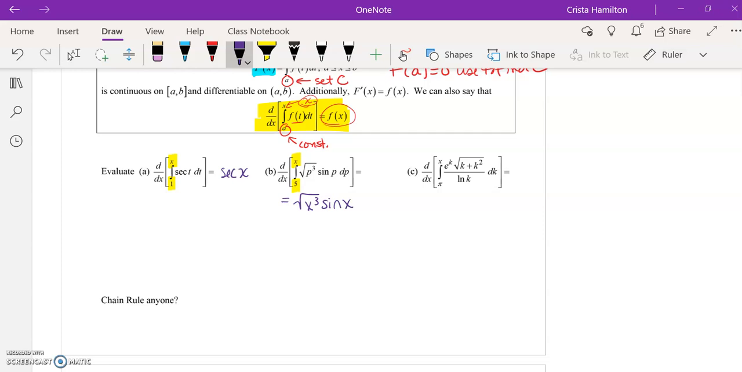And notice that the placeholder variable inside is a moot point. It doesn't even matter. It can be any letter that we want it to be. Over here, notice your placeholder variable is k. Again, it doesn't matter. Notice we check: we have a constant, we have x on the top. We meet the requirement for the derivative of the antiderivative. So this would simply become e to the x square root of x plus x squared over ln of x, and we're done.